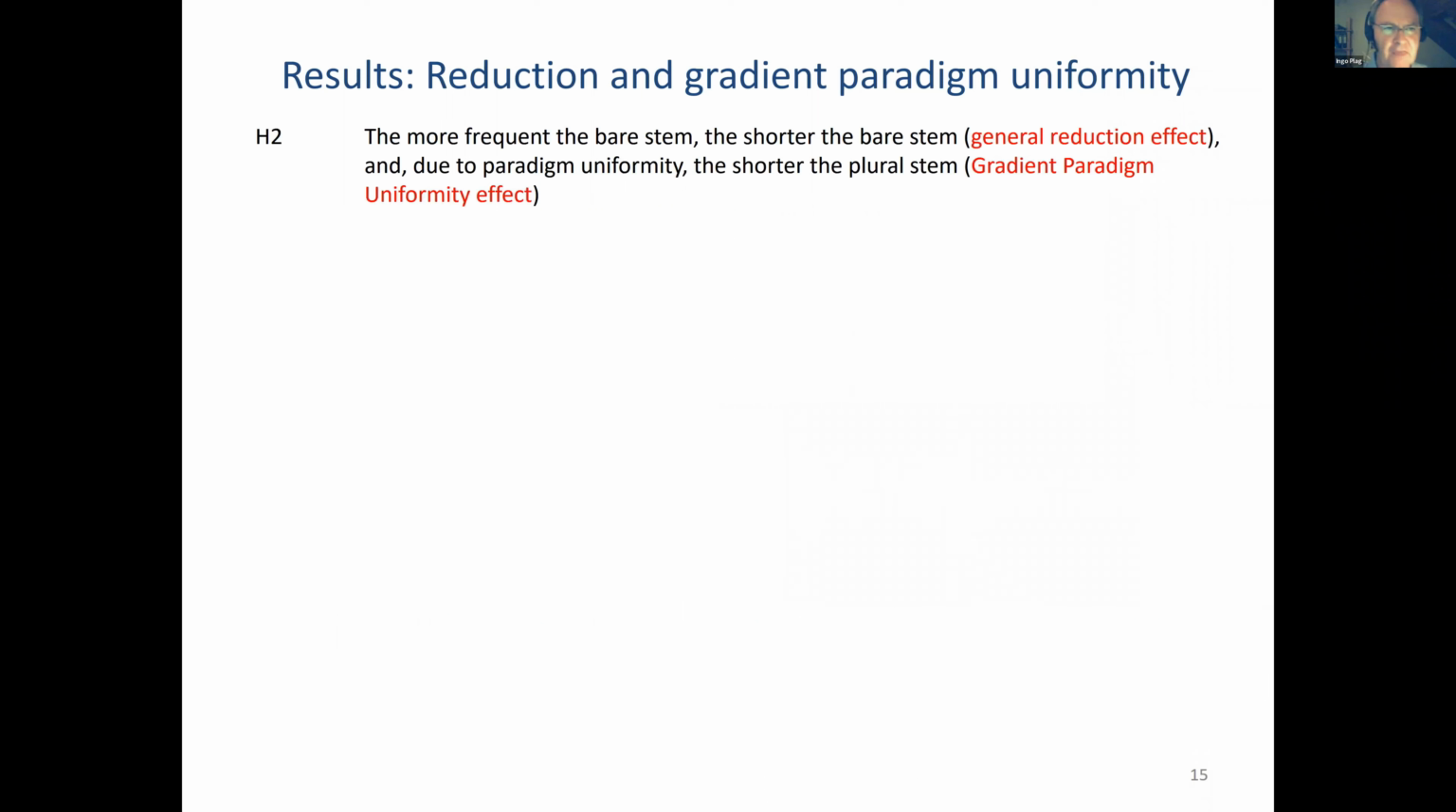Now, for the gradient paradigm uniformity effect, I repeat the hypothesis again. The more frequent the bare stem, the shorter the bare stem should be. That's the general phonetic reduction effect. And due to paradigm uniformity, the shorter the plural stem should be.